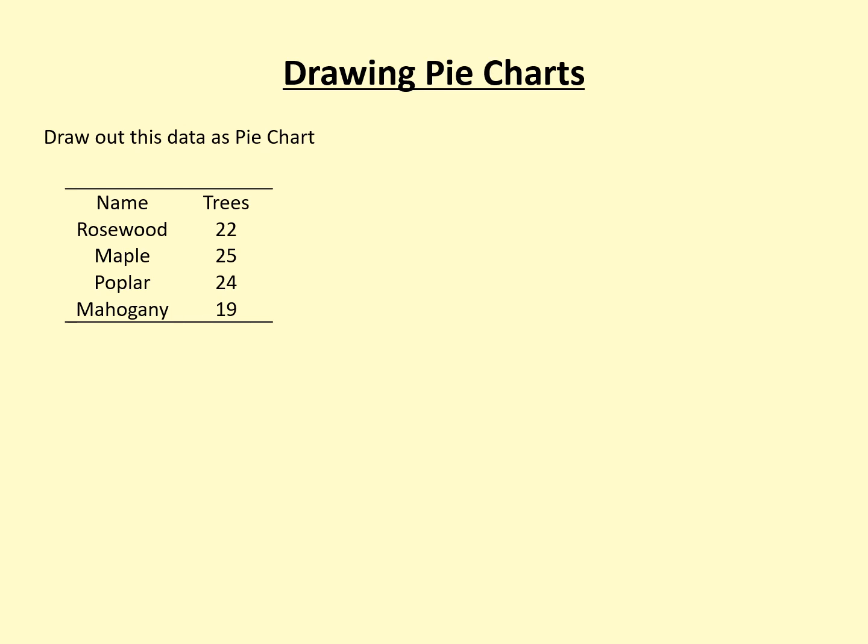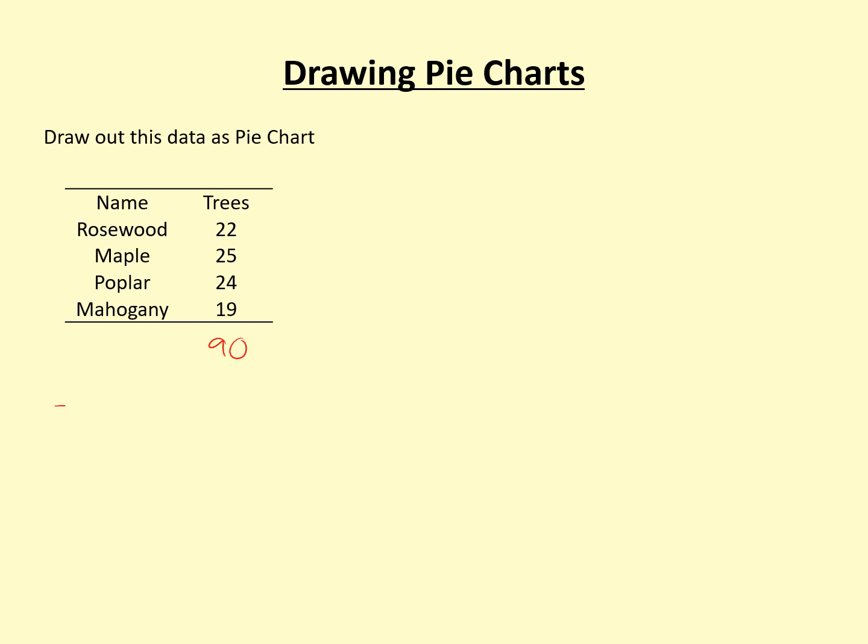Right, so if football wasn't your thing, we've got one here based on trees in a particular kind of forest. So we've got 22 rosewood, 25 maple trees, 24 poplar trees, and 19 mahogany. So remember, step one, we need to work out what is the total frequency. So we'll add all the trees together. That should get us 90 trees.